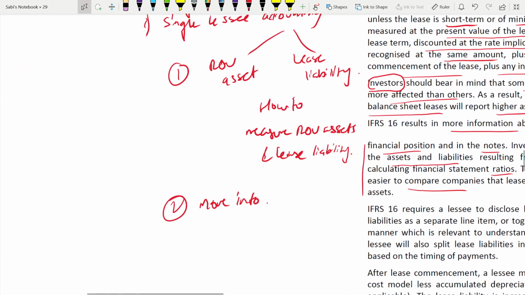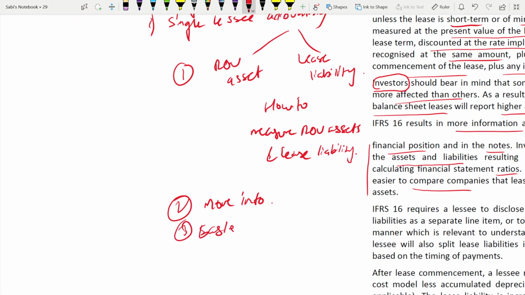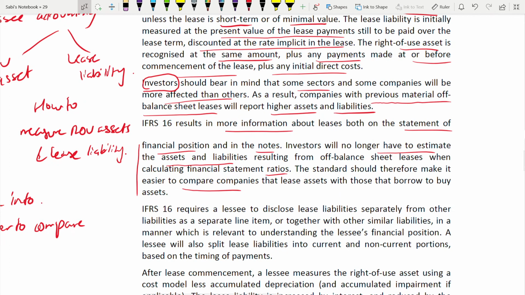Another thing, easier to compare. So you can compare with those companies which borrow to buy the asset. Lease assets can be compared to those companies which borrow to buy the asset, because the one who is borrowing is also recording assets and liabilities. The one who is having this lease asset is also recognizing assets and liabilities. Borrow means they are taking a bank loan and then buying the asset, they are not going for a lease. So the one who is taking assets on lease versus the one who is not, now you can easily compare, because for leases you have assets also, you have liabilities also.